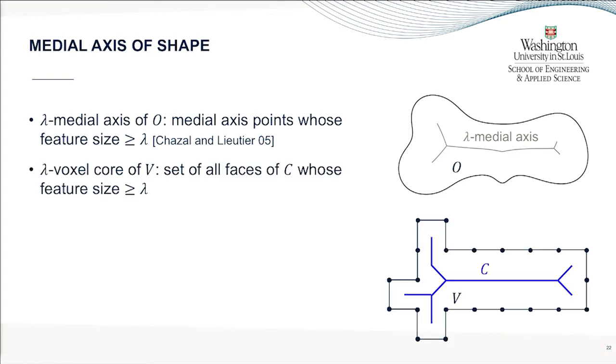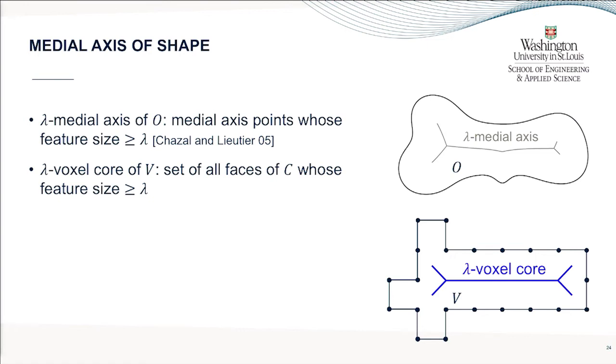So we can define something similar on the voxel core. In our case, the feature size is essentially the radius of the smallest ball containing the boundary vertices to a face of the voxel core. And then given a lambda value, our lambda voxel core is the set of all faces whose feature size is greater than or equal to lambda. So it's exactly the same definition, we just changed how we define feature size.